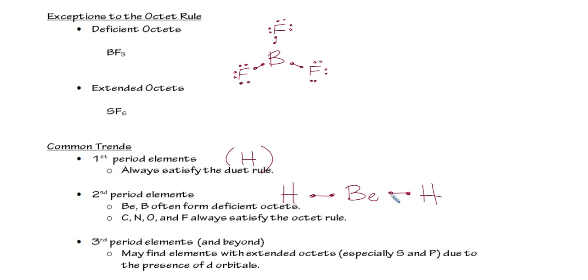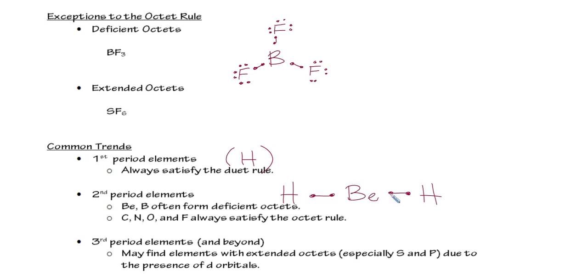As you keep going across, though, carbon, nitrogen, oxygen, fluorine will always have octets, no exceptions to the rule. Don't ever try to do anything funky with carbon or oxygen or anything like that. They need 8. But as we get to the 3rd period or the 3rd energy level and beyond, you could have something called an extended octet. And again, don't overthink this.